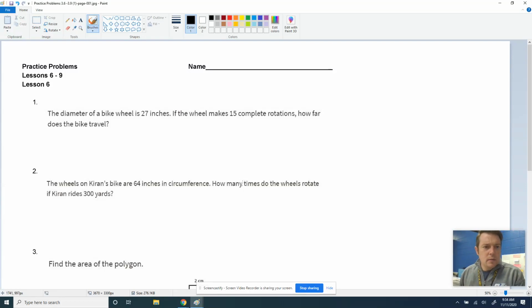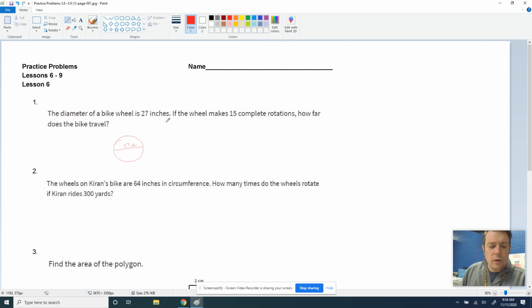Starting with lesson 6. The diameter of a bike wheel is 27 inches. So I'm going to get my writing tool here. Let's go red. We've got a bike wheel and it has a diameter of 27 inches. It's an adult size bike. Most of them are larger. And if the wheel makes 15 complete rotations, how far does the bike travel?